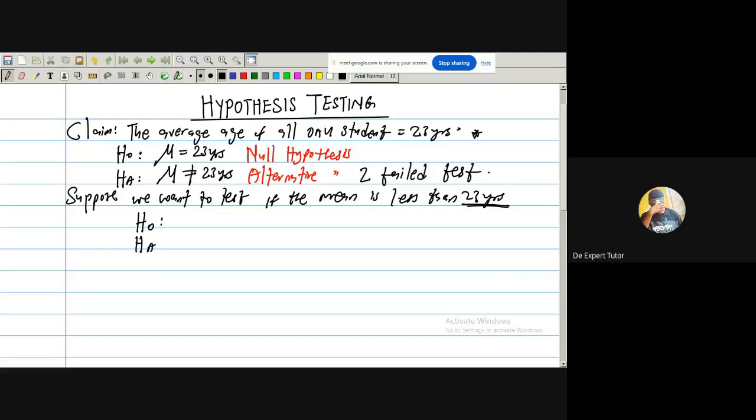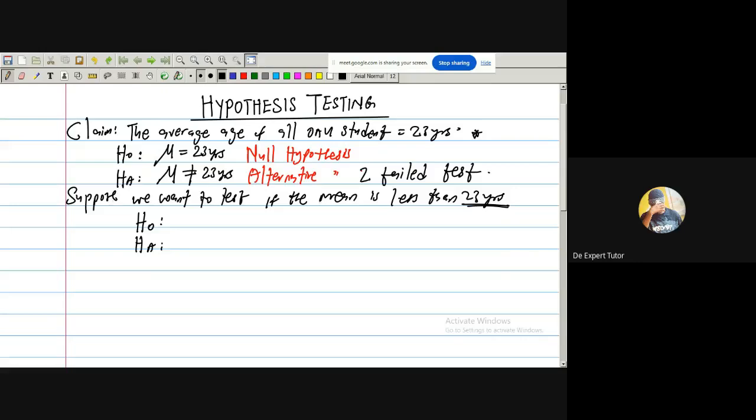Now pay attention here. What will be the null? What will be the alternative? Let's go back to this and revise it. The average age is 23 years. Remember, the null will carry equality. Why does the alternative not carry it? Now, see what you have.